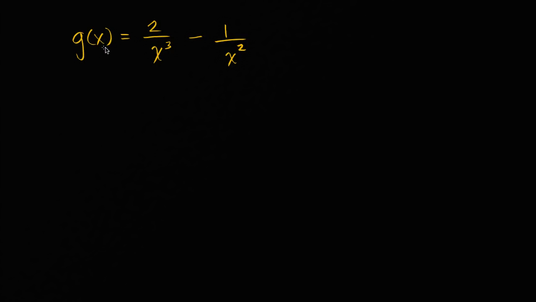So we have the function g of x, which is equal to 2 over x to the third minus 1 over x squared. And what I want to do in this video is figure out what g prime of x is, and then also evaluate that at x equals 2. So what is the slope of the tangent line to the graph of g when x is equal to 2?